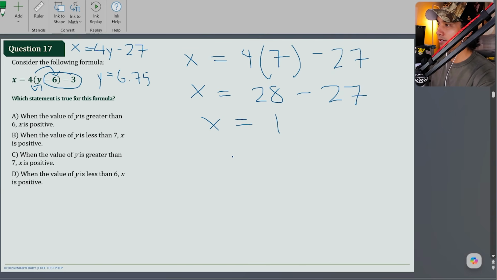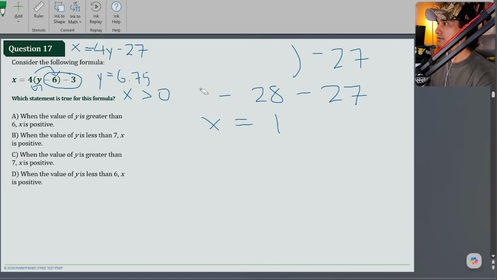So what happened here was when we choose a value greater than 6.75, which is the cutoff, and this is very close to the cutoff, we chose a number that was very close to the cutoff, which is 7, we get a positive value. And how we would write that is x greater than 0 means positive values, okay? X greater than 0, okay?